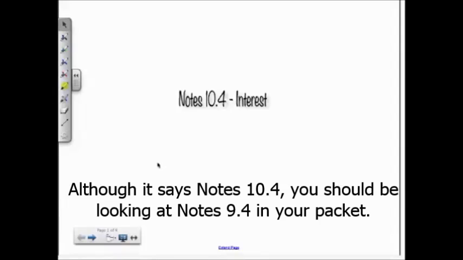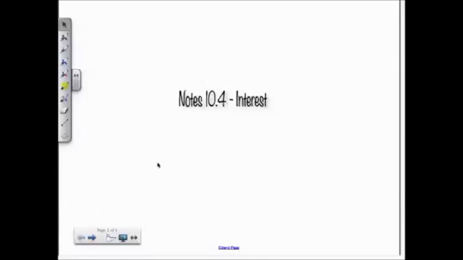Okay, this lesson is on interest, and it's related to our geometric and arithmetic sequences in the sense that we always have a starting amount, so we always have our a sub 1, and then sometimes the interest will be arithmetic where it has a common difference, and other times it will be geometric where it has a common ratio.